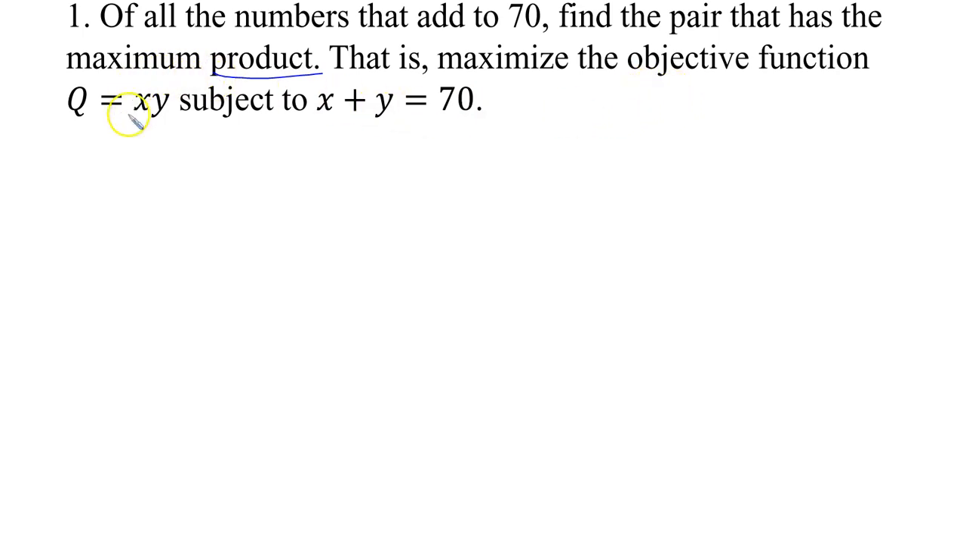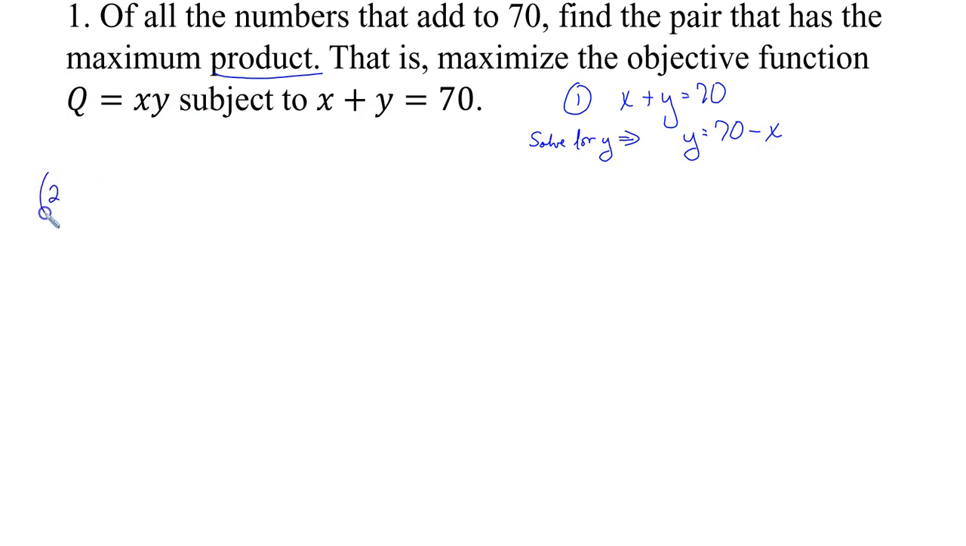We need to take this function Q and rewrite it so that we only have either x's or y's in it, not both. So my suggestion is the first step is to take this equation, x plus y is equal to 70, and solve this for y. So we're going to solve this equation for the variable y, and that's going to give us y is equal to 70 minus x. Now we can take this equation and substitute it into our objective function Q.